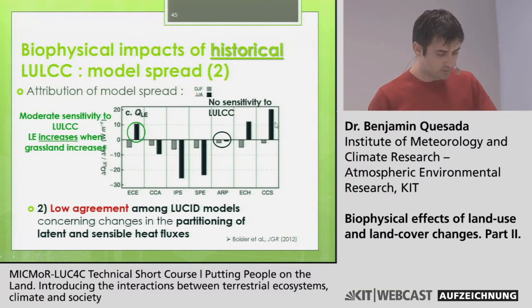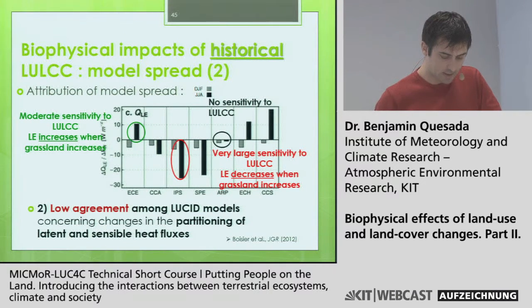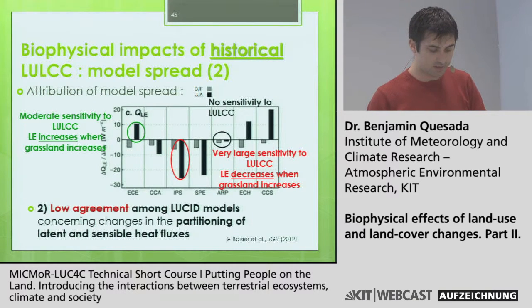We have this model with a moderate sensitivity, but that simulates an increase in latent heat flux when you deforest, which is not the intuitive paradigm. And this one, IPSL, has a very large sensitivity to land use and land cover change and simulates a latent heat flux decrease when the grassland is increasing. So you have a large diversity of models with a large diversity of sensitivity of evapotranspiration changes due to land use and land cover change. That can explain the spread in temperature simulated.